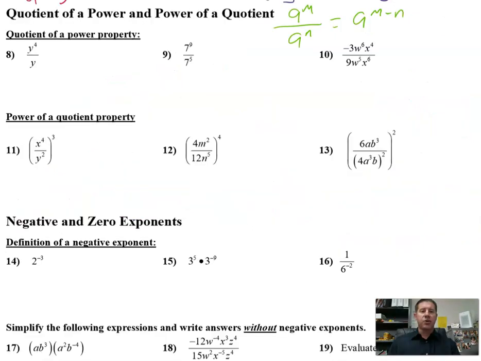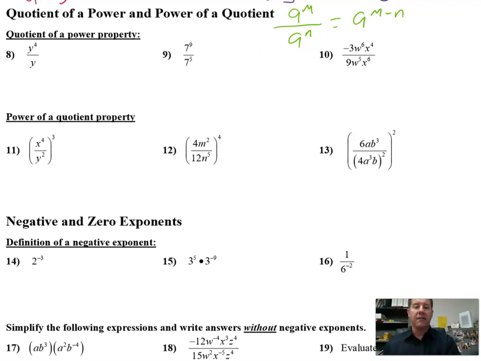Okay, next is our quotient of a power property. For a quotient of a power, again, if you have the same bases and you're dividing them, what you can do is go ahead and subtract exponents. When I multiply bases, I add exponents. So when I divide bases, I'm going to subtract exponents.